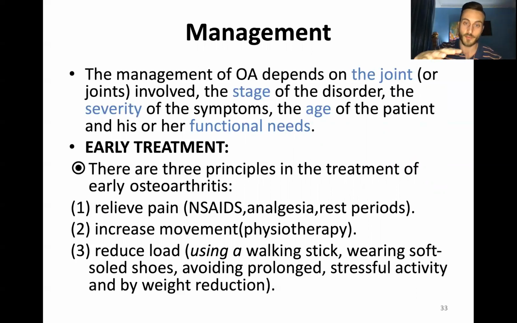For Muslims who are praying, not to sit on the floor. If you're going to the bathroom, don't use the bathrooms on the floor, use the traditional ones. So it's important to change the lifestyle of your patient, and reducing weight, for sure, is very important.